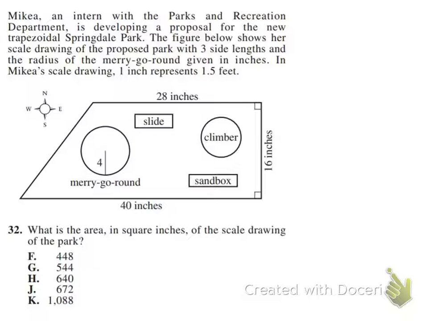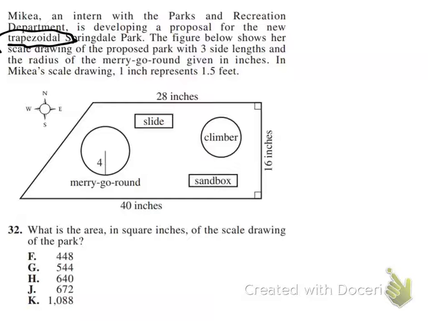All right, so here we go. The only thing we really need from up top, we can know already, is trapezoid, right? That's the only thing we really need. But you can look at that and see that it's trapezoid. Look at the question that goes along with this. What is the area in square inches of the scale drawing of the park?